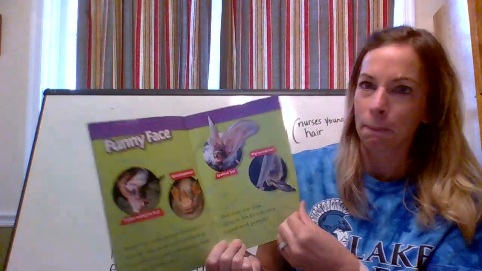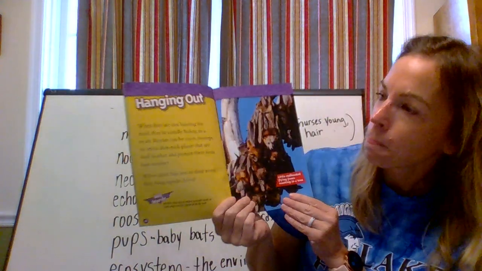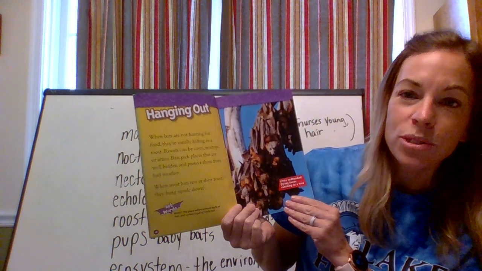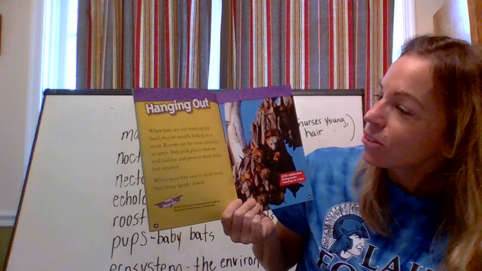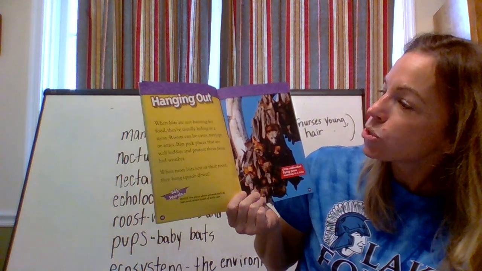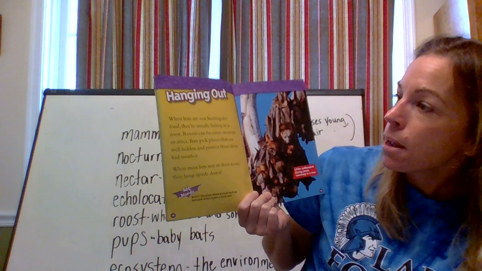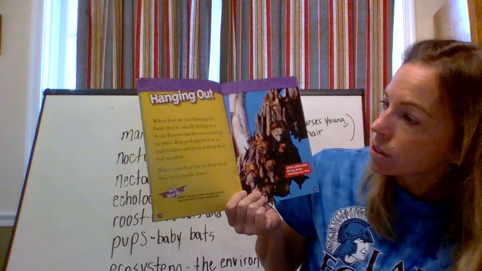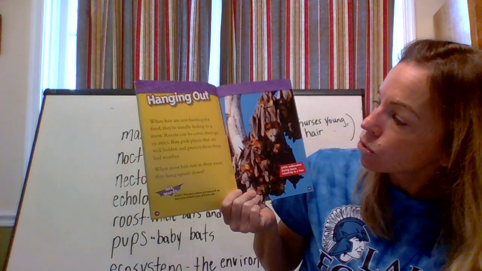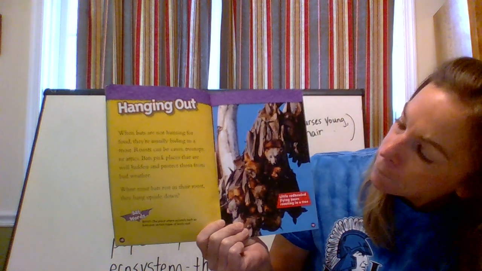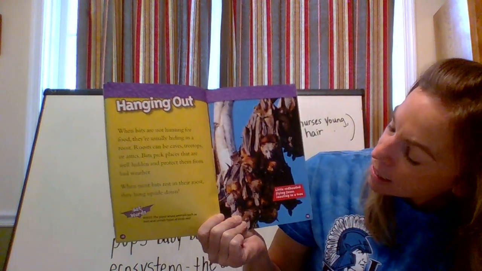Very interesting. Hanging out. When bats are not hunting for food, they're usually hiding in a roost. It's another word we had. Roosts can be caves, treetops, or attics. Bats pick places that are well hidden and protect them from bad weather. When most bats rest in their roost, they hang upside down. And that caption says, little red-headed flying foxes roosting in a tree.